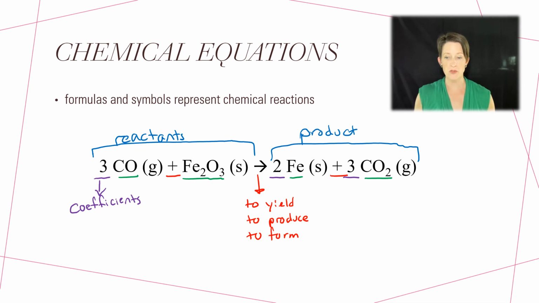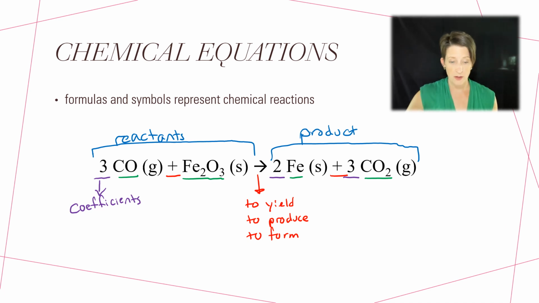So we look for those words when we are reading this out loud. So if I was to read this, I'd say carbon monoxide reacts with iron 3 oxide to form iron and carbon dioxide, right? So I can take these words and put them into the chemical equation.